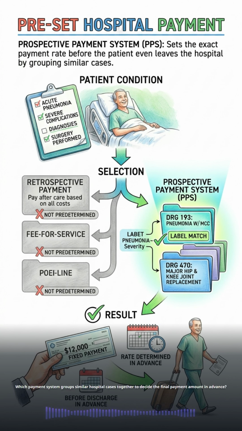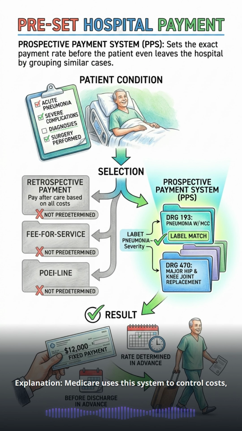46. Which payment system groups similar hospital cases together to decide the final payment amount in advance? The prospective payment system sets the exact payment rate before the patient even leaves the hospital. Medicare uses this system to control costs, grouping similar sicknesses into standard payment groups for fairness.